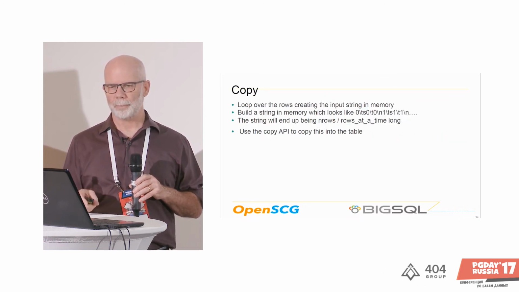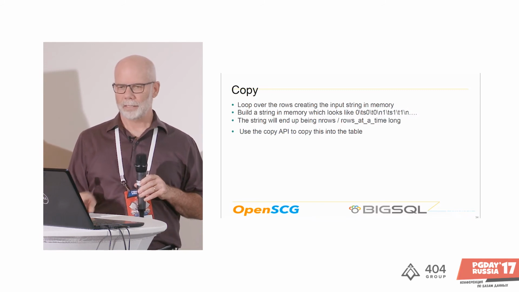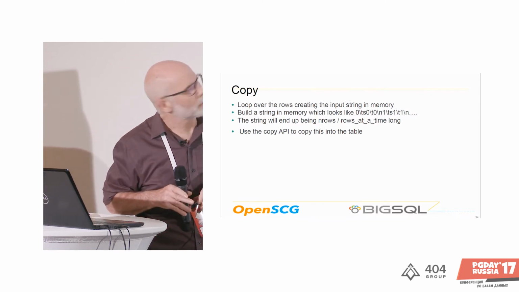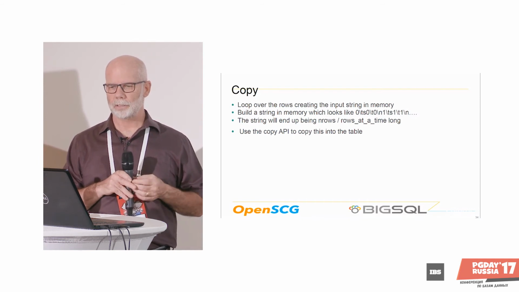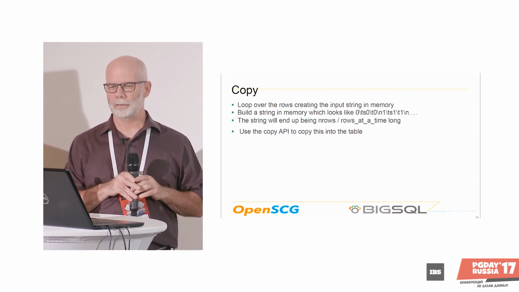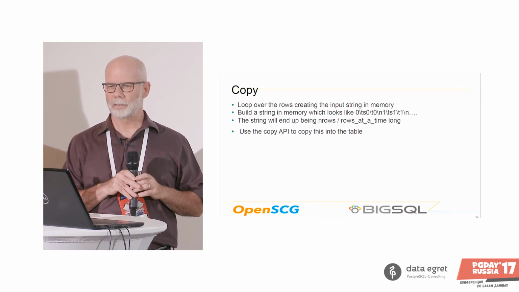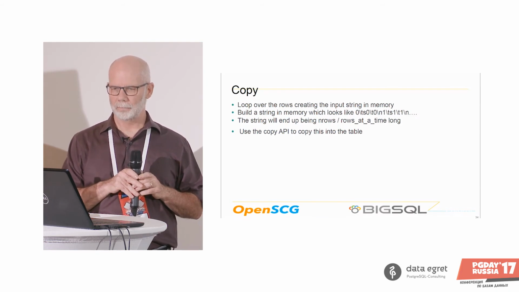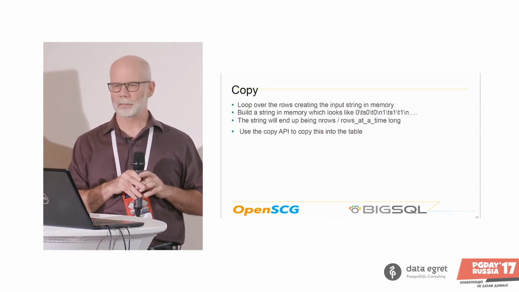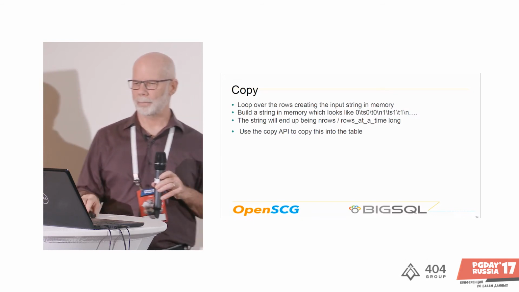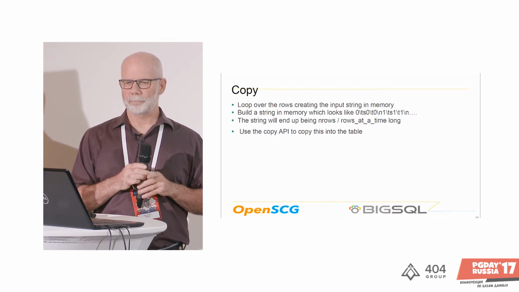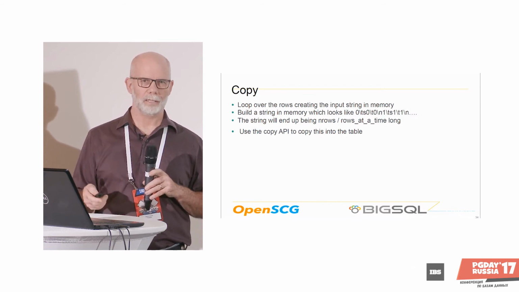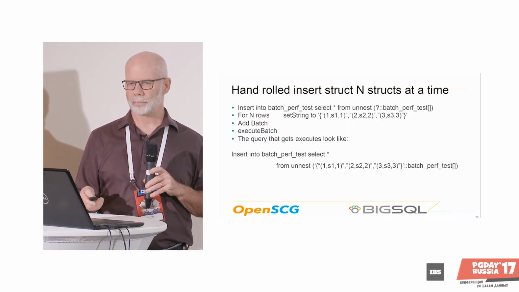And copy just copies the data in. What ends up happening is you have to build a string in memory. The string there, the second line, shows you what the string looks like. It's just a 0 as the first integer, the text is the second value, and 0 is the last integer. And then there's a backslash t or backslash n to demarcate the end of that. And then we use the copy API inside the driver to insert it.